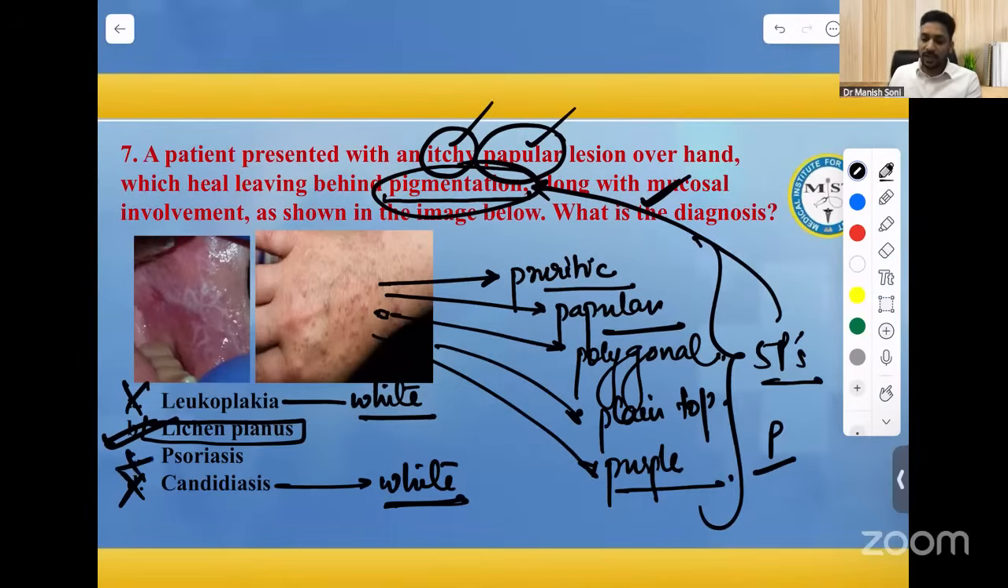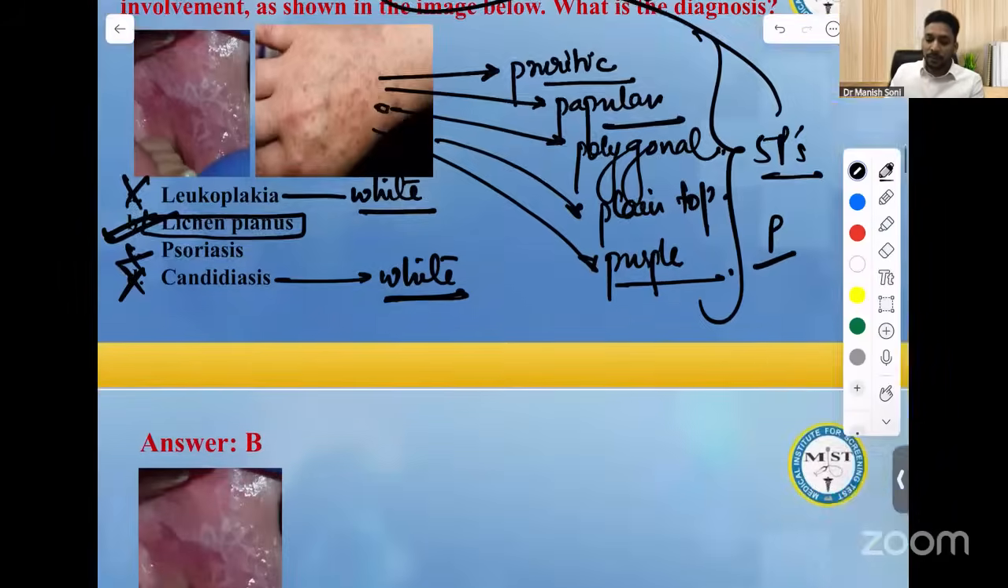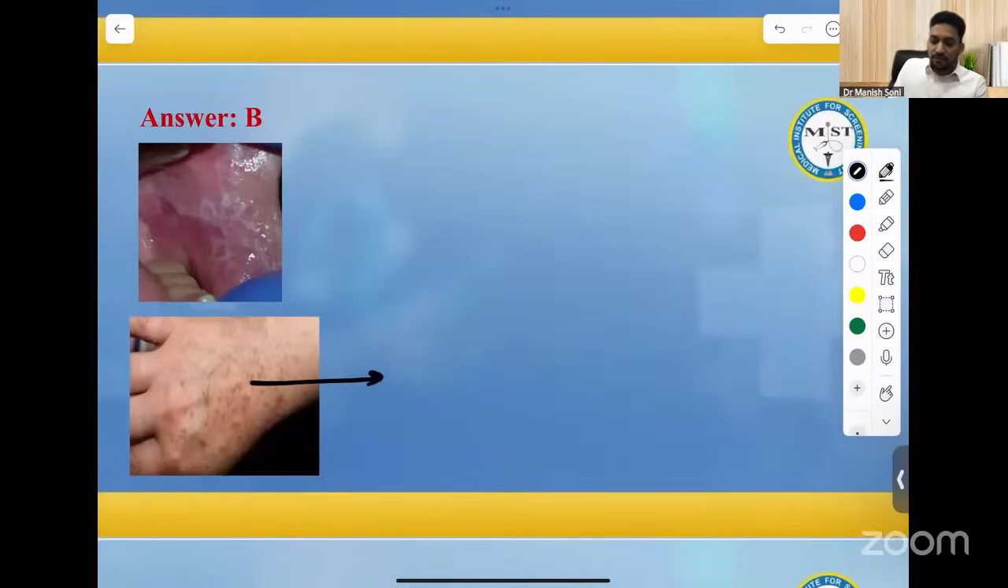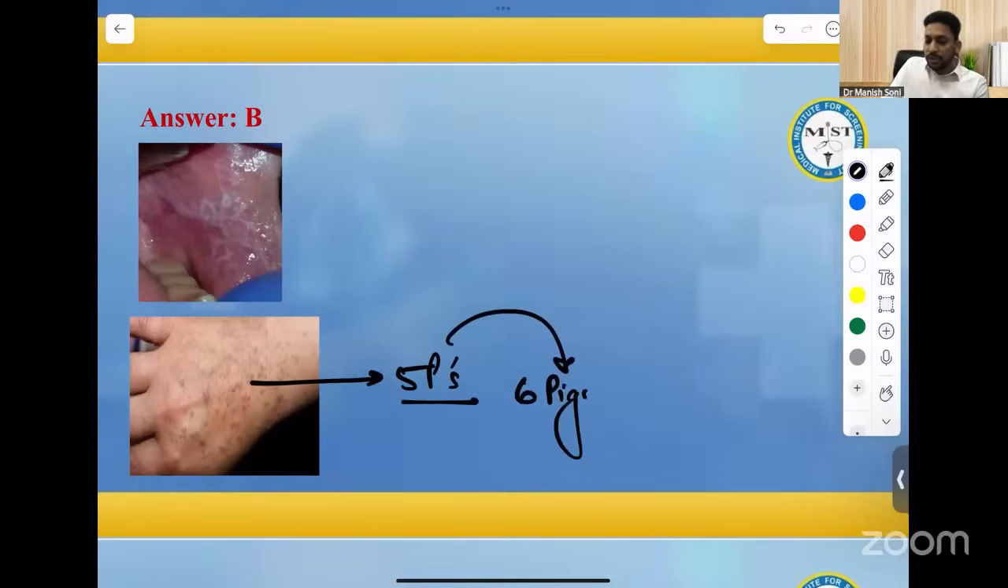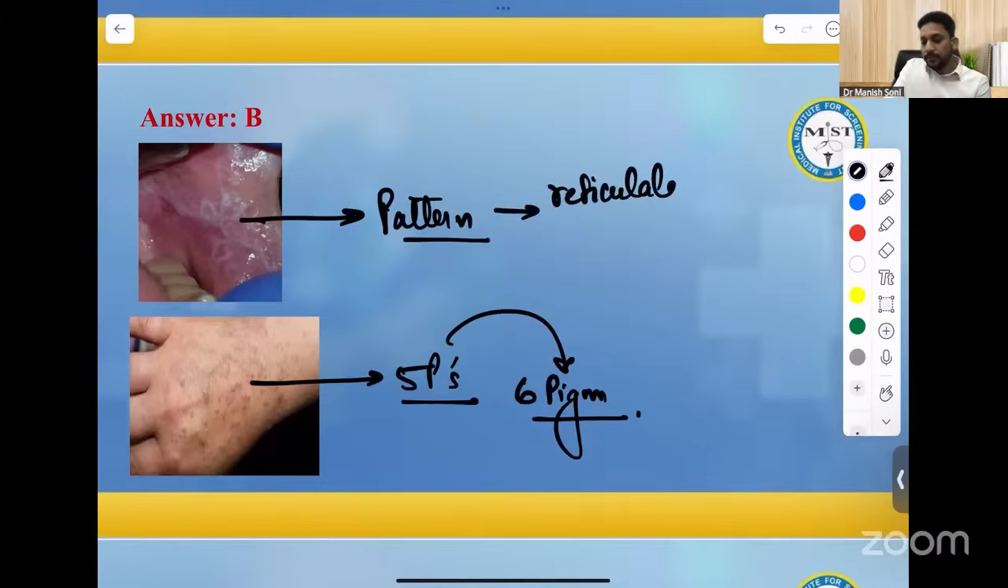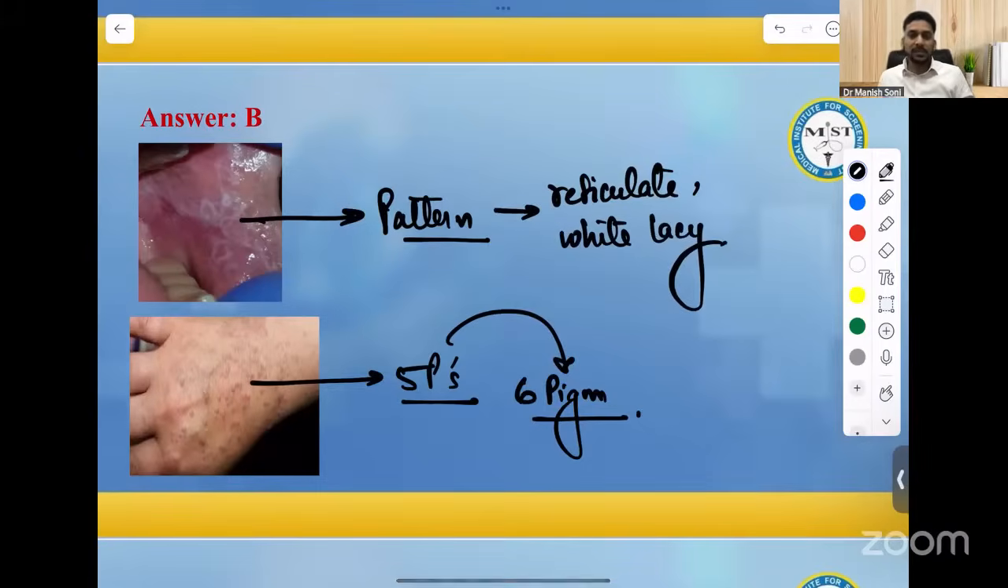Answer is lichen planus. So here skin can develop 5 P's. So these are the 5 P's of lichen planus. I already told you, and it heals with the 6th P, that is pigmentation. Now, if you look at the mucosa, you will get one more P, that is pattern. It can be reticulate pattern. It can be white lacy pattern. So white lacy or reticulate pattern is seen.